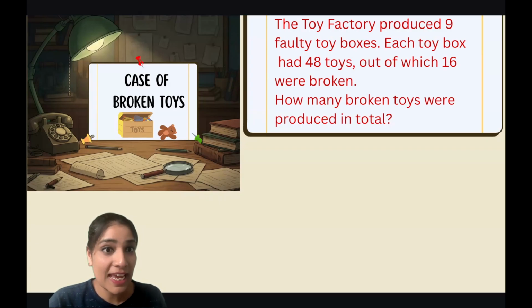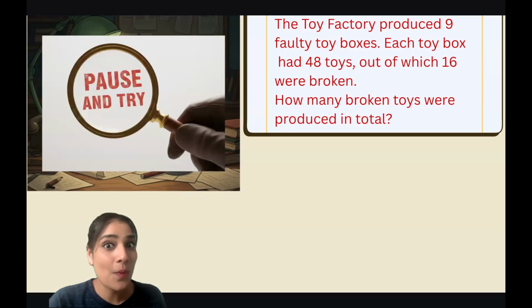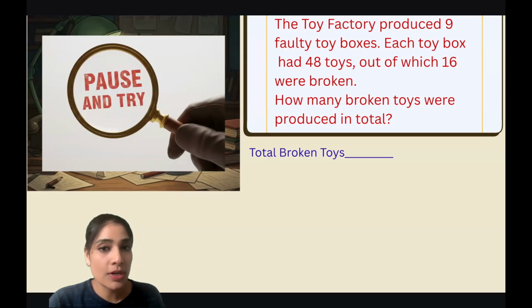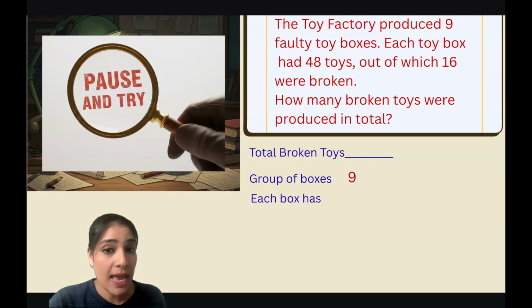Before we solve this case, I highly encourage you to pause and try by yourselves. Let's continue. So what do we need to find? Total broken toys. What is the given information? Group of boxes are 9. Each box has 16 broken toys. Please also note, in this problem you are also given an extra information that each toy box had 48 toys, but we actually did not need it to solve our problem.